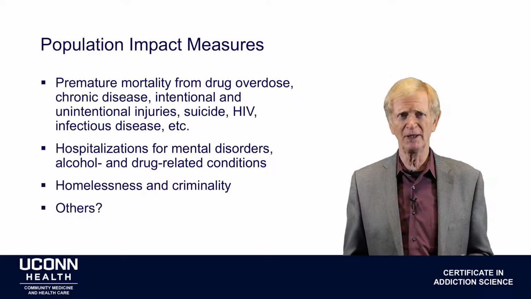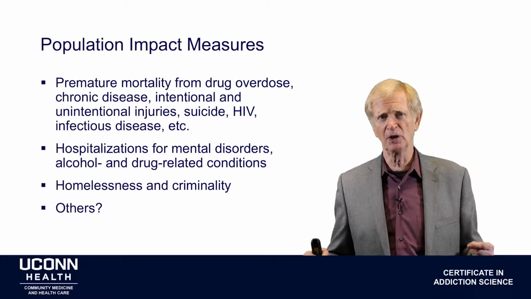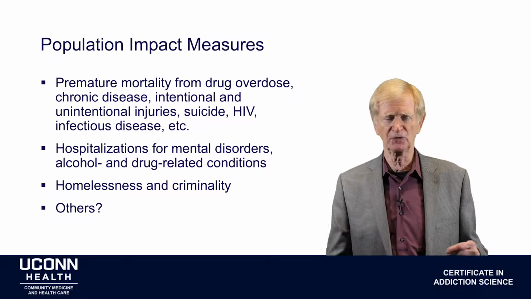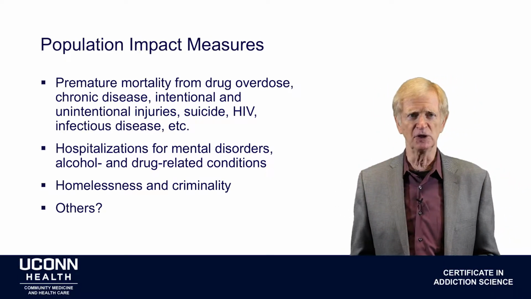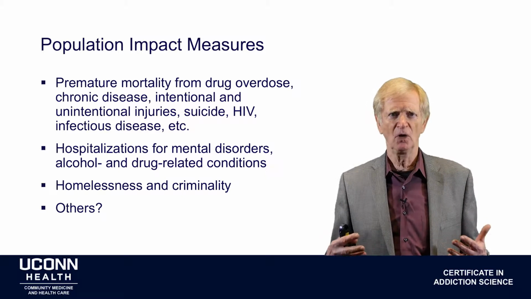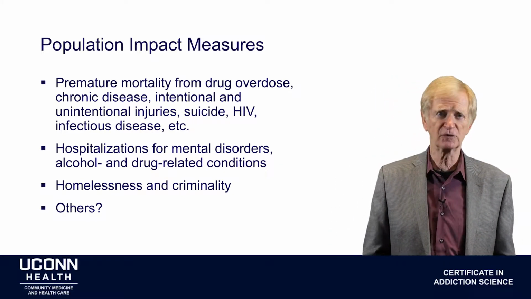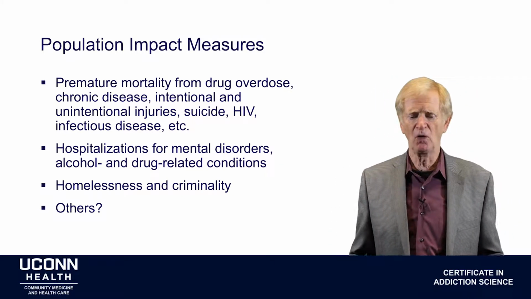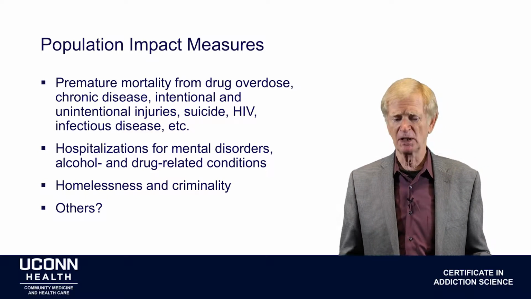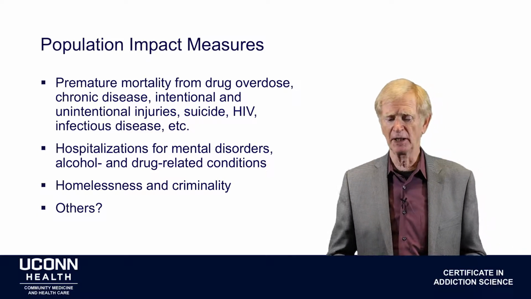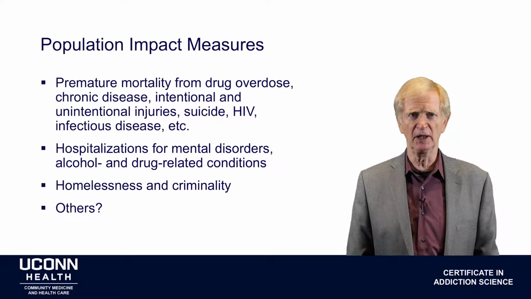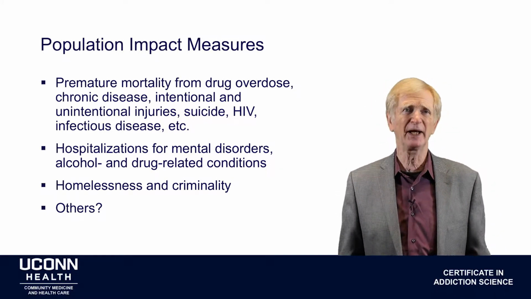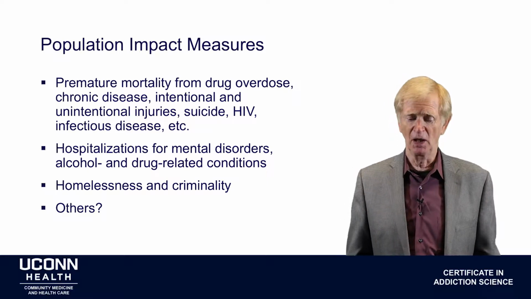You can also measure population impact by the number of people coming into hospitals for mental disorders, alcohol and drug-related conditions, accident rates, homelessness, criminality. There are all kinds of indicators that might reflect whether or not a treatment system is leading to improvements in population health. And in fact, there has been some research.